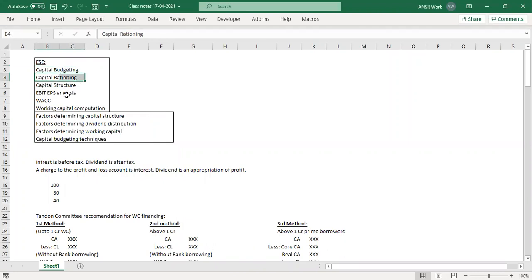In that also there are separate calculations. For capital structure there will be different calculations, EBIT, EPS, separate calculations, WACC, separate calculations, and so on and so forth. One other challenge is remembering which one is which, or even just remembering what we should do. That would be a challenge if you don't practice.